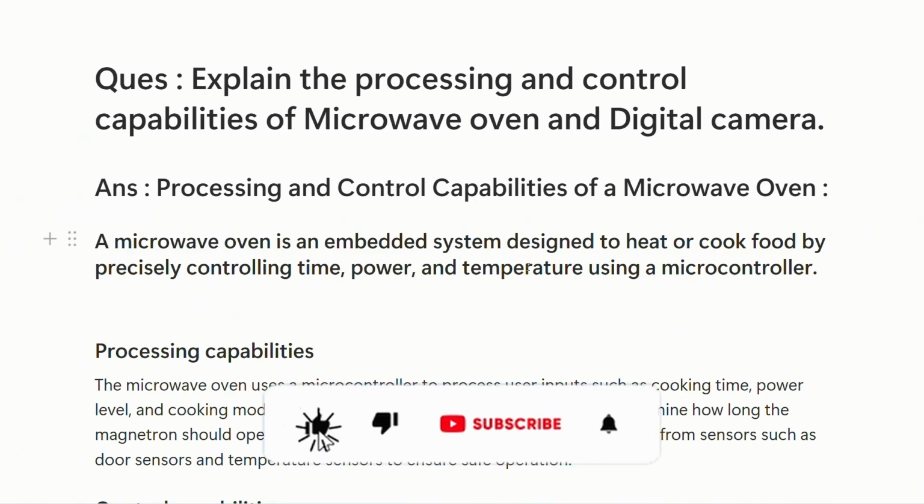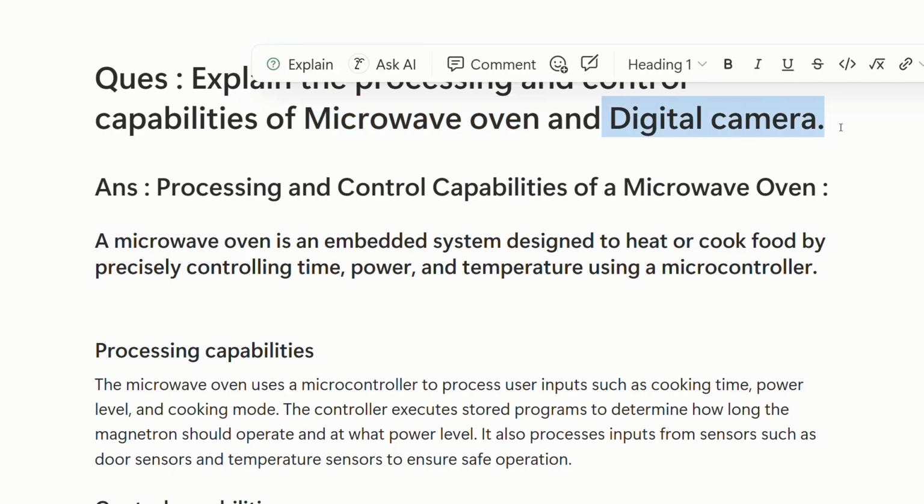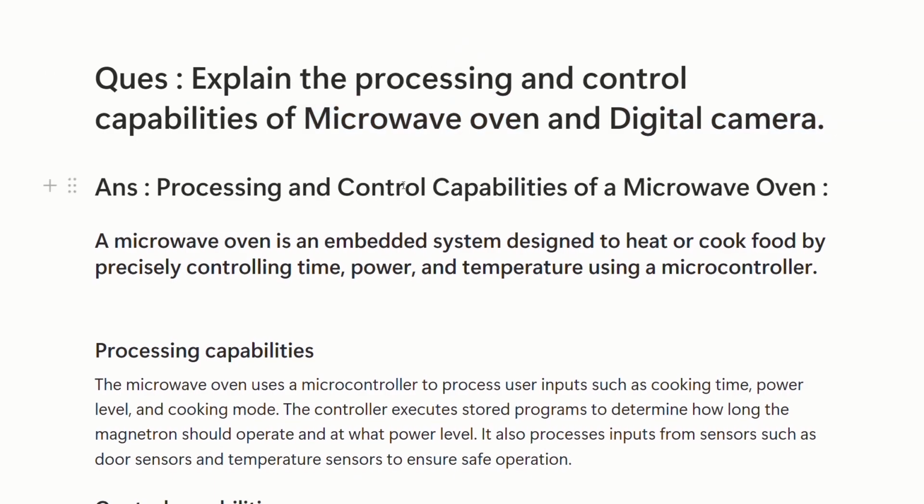In this video, we are going to discuss a very important theory question from Module 5. So our question is, explain the processing and control capabilities of microwave oven and digital camera. So one by one, we will understand each.